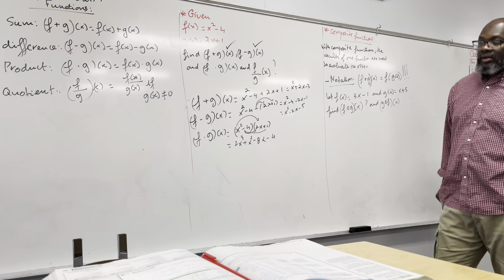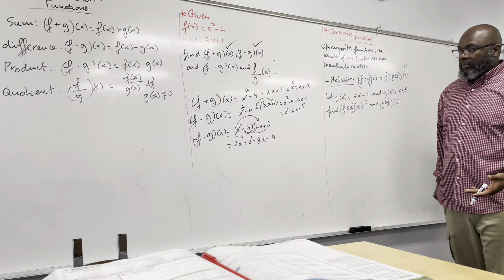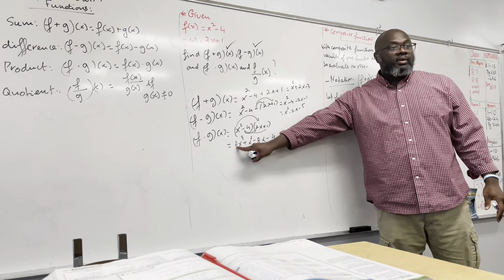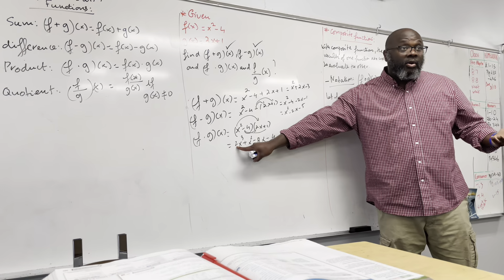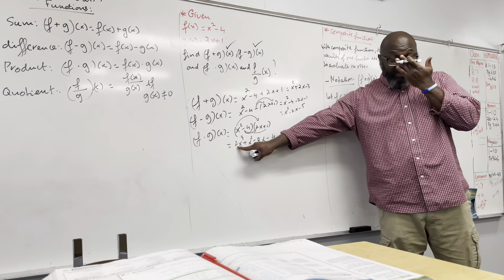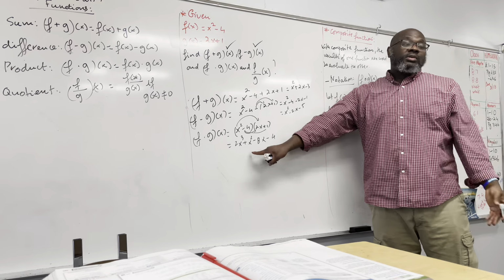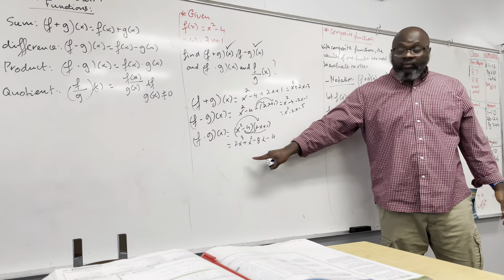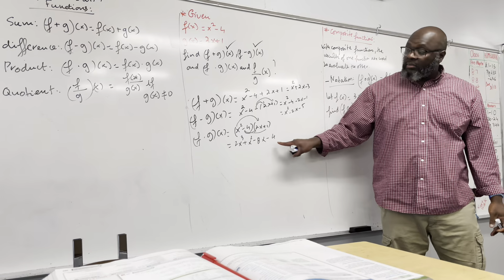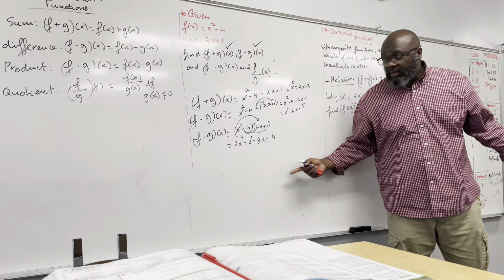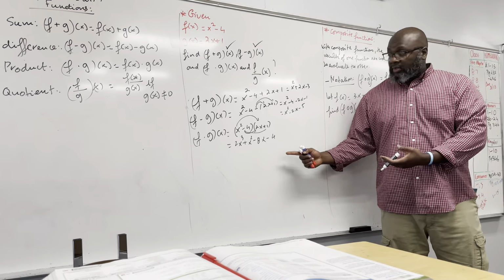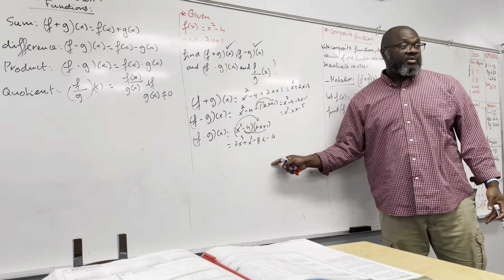Now there is nothing else that I can do here because I have x cubed. It cannot be combined with any other expression, right? Then I have x squared, that stands alone because there's no other term with the x squared. Then I have negative 8x minus 4, nothing else to do here. So I am technically done with f times g of x.